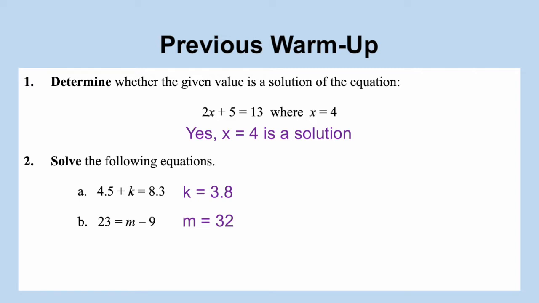In number 2, solving the following equations, in the first equation, I would subtract 4.5 from both sides and find that k equals 3.8. In the second equation, I would add 9 to both sides and find that m equals 32.